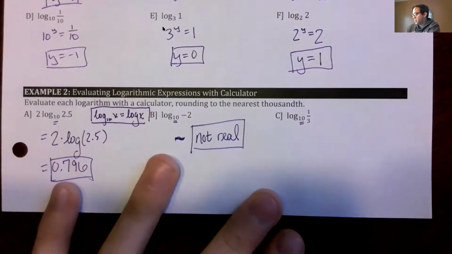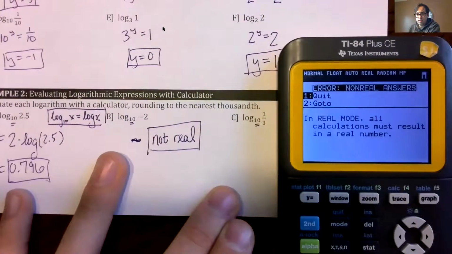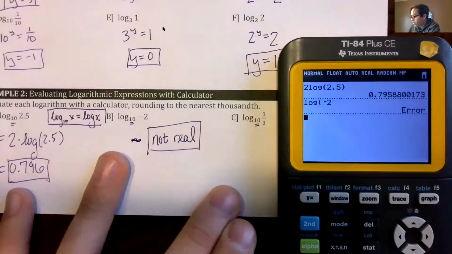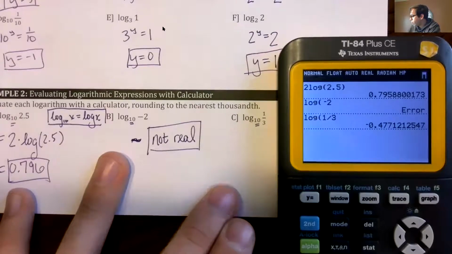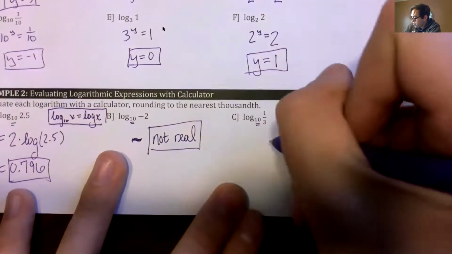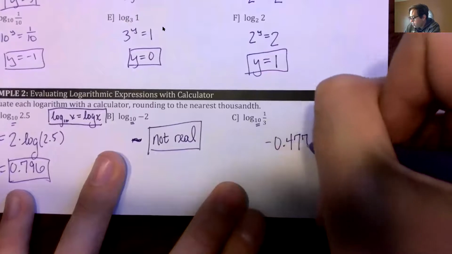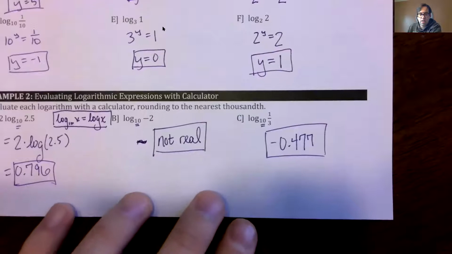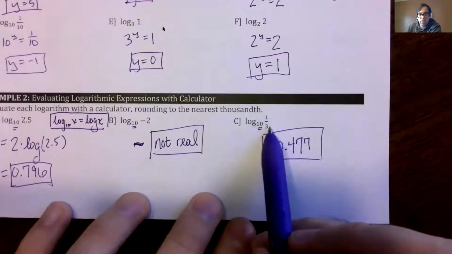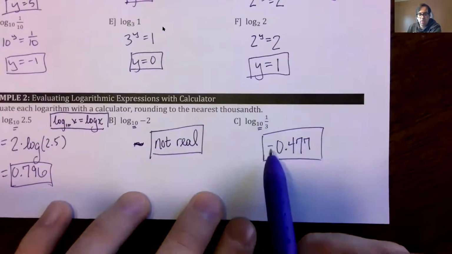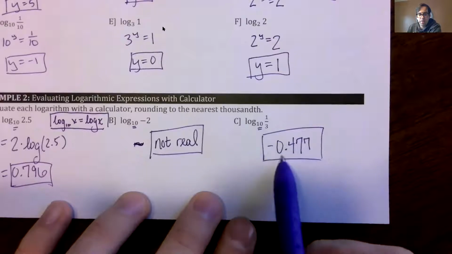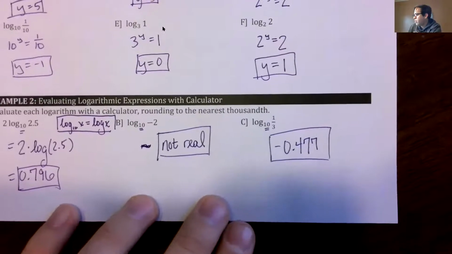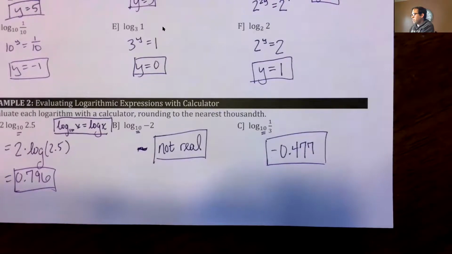Let's try letter C. Log of 1/3. -0.477. All right, and it is possible to get a negative answer, but it's not possible for this to be negative. Remember, this is serving as the exponent. It's 10 to this power equals 1/3. All right, so that's the whole front side. Let's flip on over to the back.